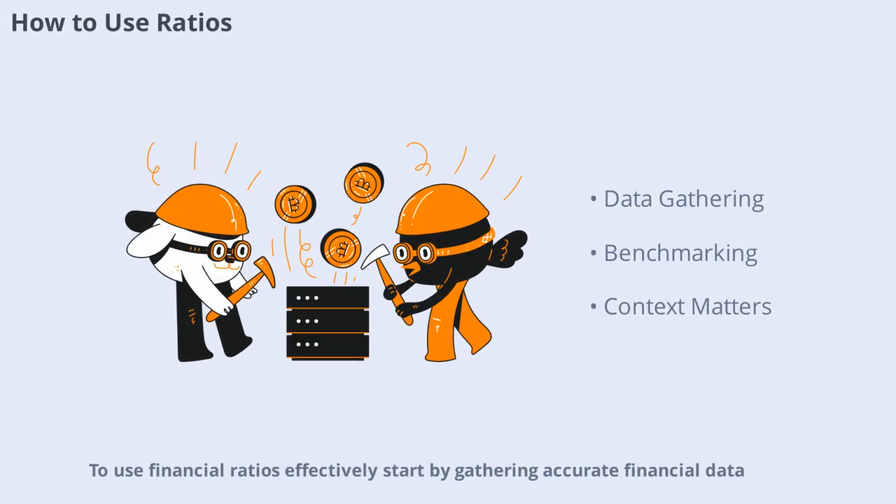Here's how to use financial ratios effectively. Start by gathering accurate financial data. Calculate the relevant ratios and compare them to industry benchmarks or historical trends. Look for patterns and outliers that might signal opportunities or risks. Ratios are most useful when combined with other analysis tools like trend analysis or competitor comparison. Always consider the context and avoid relying on a single ratio for decisions.